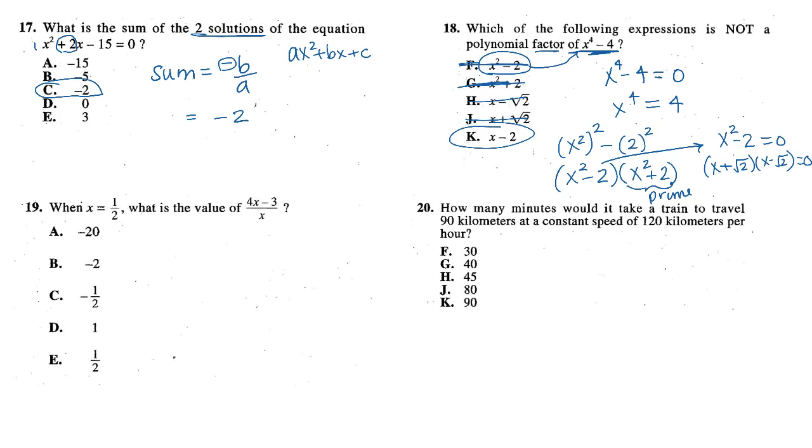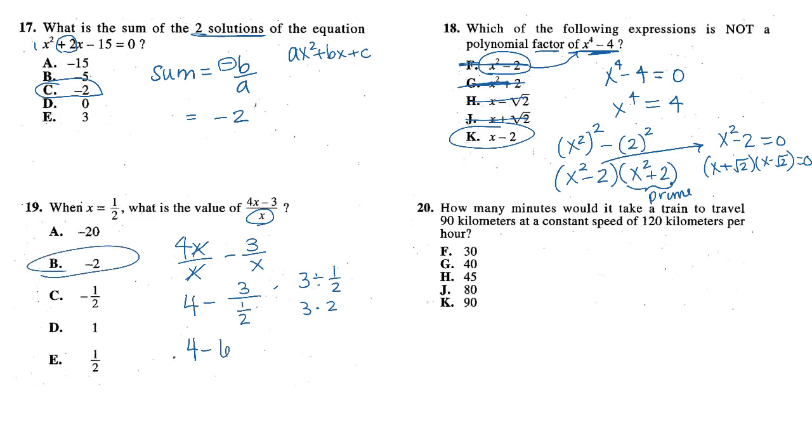Okay, moving on. When x equals 1/2, what is the value of what we're given? We could do a quick way with this since we only have one denominator. You can divide this up and say, well, that's 4x over x minus 3 over x. Well, those are going to cancel. So I know it's 4 minus, and now we can go ahead and sub in our 1/2. And so that's going to give us 4 minus 3 divided by 1/2. Keep in mind that's really the same thing as this, which is our keep, change, and flip. So we're going to have 4 minus 6, which is negative 2.